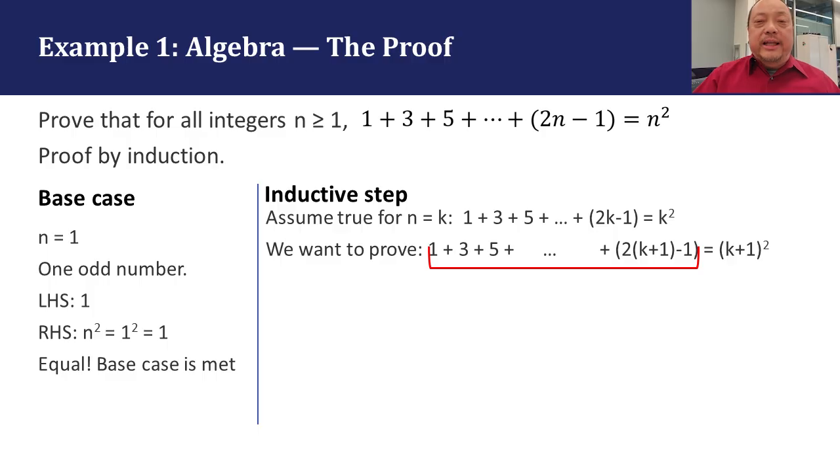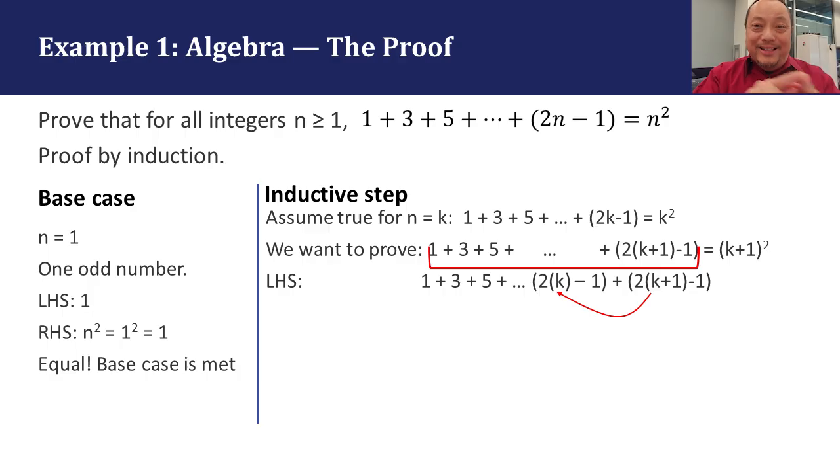I look closer at the left-hand side here. It is the sum of k plus 1 odd numbers. Wait, but that means before we get to k plus 1, we'd have to go through k odd numbers first to get to k plus 1 odd numbers. So before the value 2 times (k plus 1) minus 1, we would have, look, 2k minus 1, right? Before k plus 1 is k.